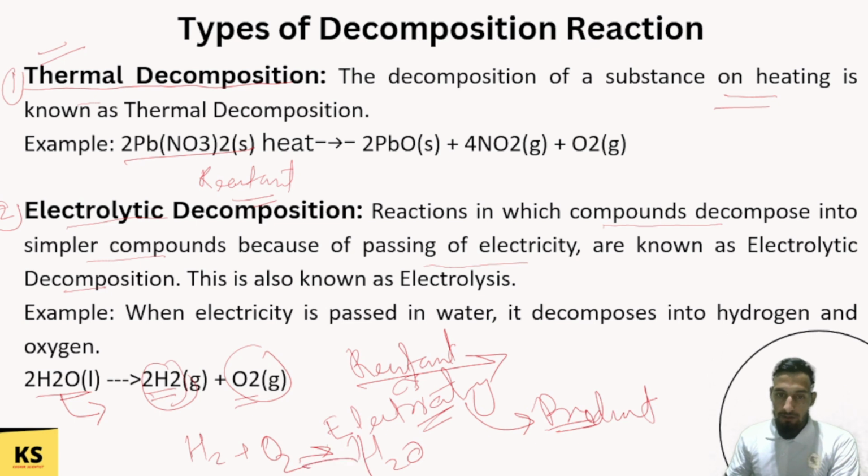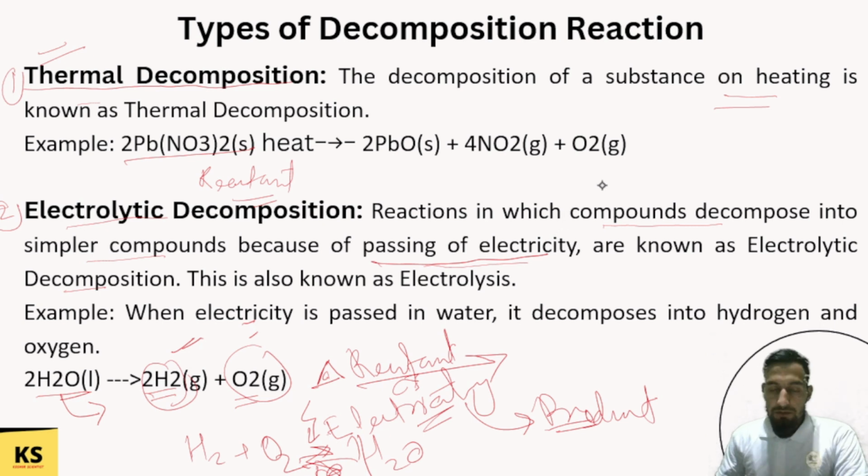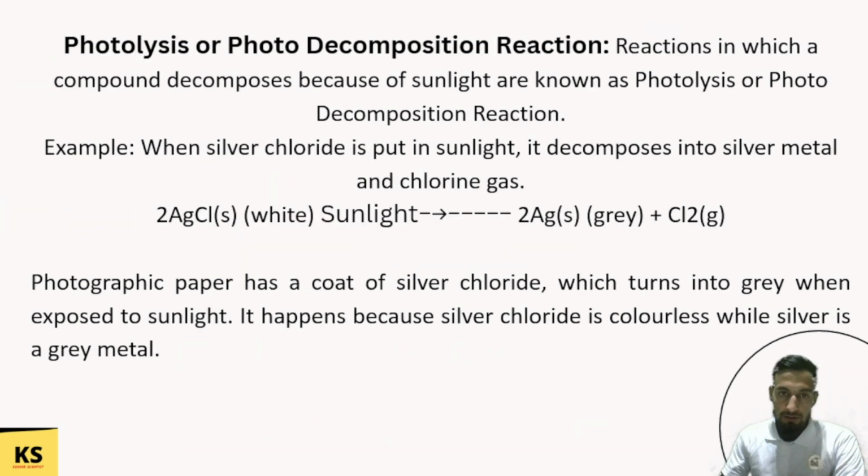Now on supplying heat, the reaction goes back, and on supplying heat we denote it with delta. But here we are not supplying heat, we are actually passing current through it. And when we pass current through water, we get hydrogen and oxygen as products. This type of decomposition, which occurs by passing electricity, we say is called electrolytic decomposition. First was thermal decomposition, and second is electrolytic decomposition.